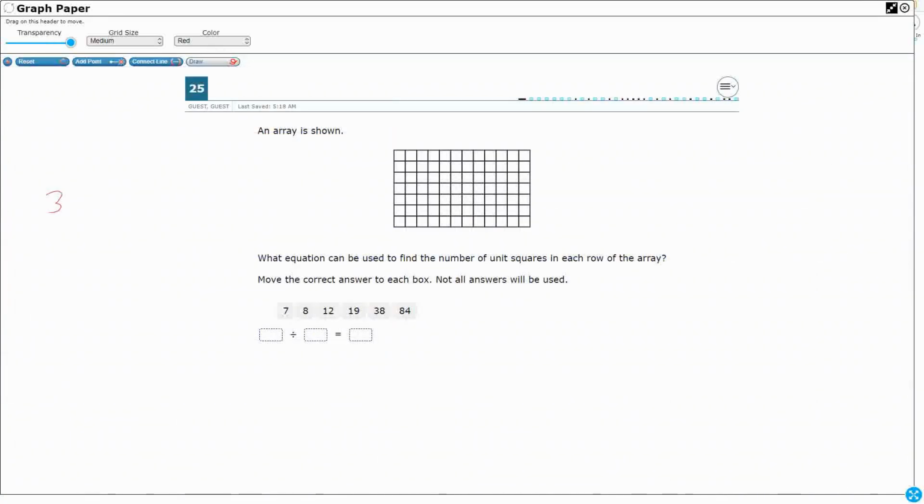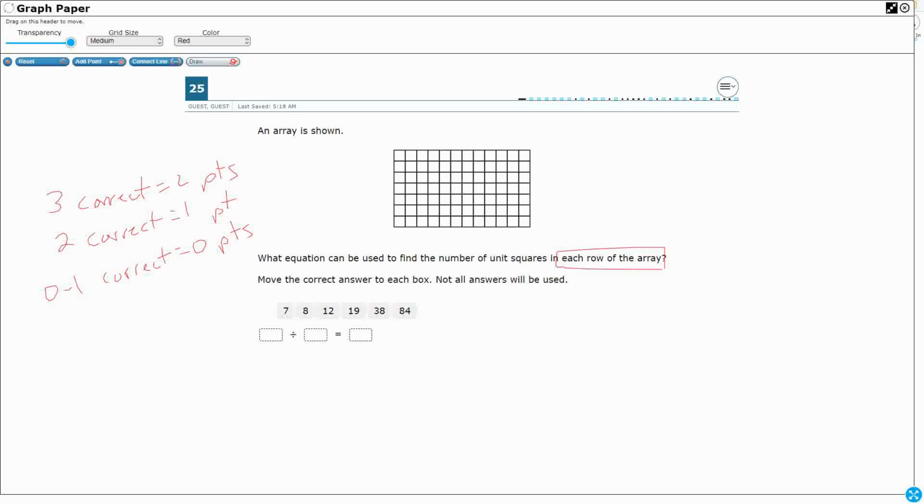This is how the scoring works for this particular problem. If you get three correct, you get 2 points. If you only get two out of the three correct, you're going to get 1 point. And if you get zero correct, or even if you get one correct, you are going to get 0 points, nothing. So let's make sure we get everything. We have an array here. We need to find an equation that could be used to find the number of unit squares in each row of the array.